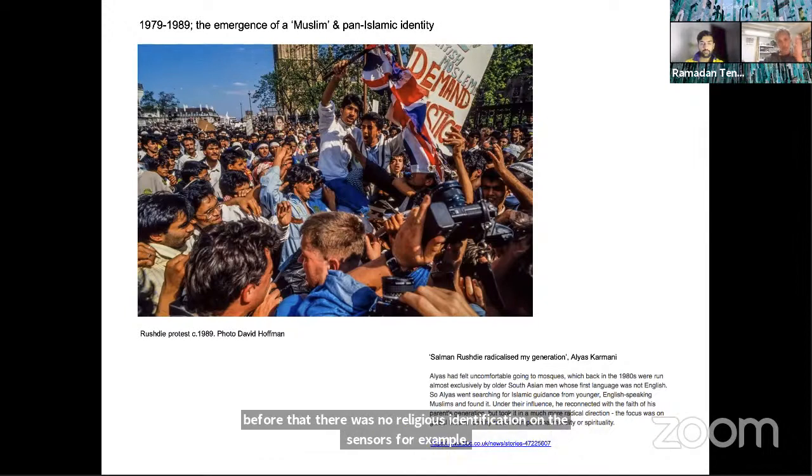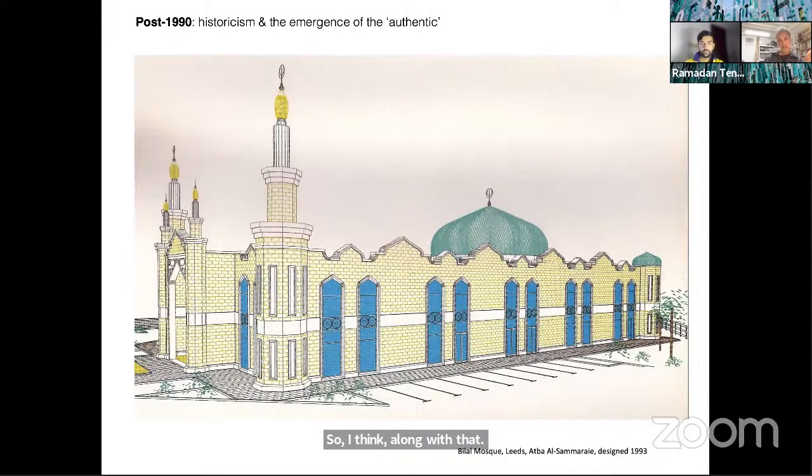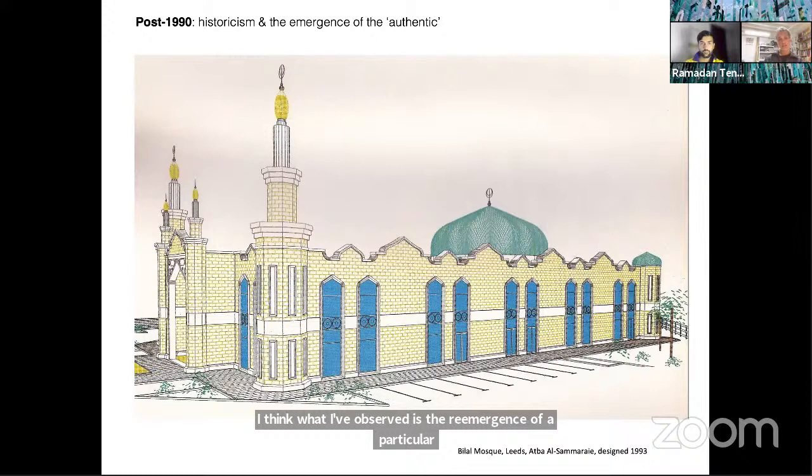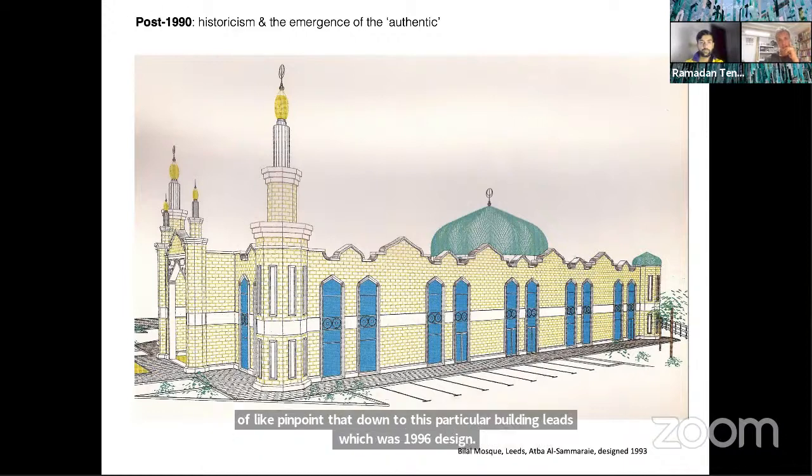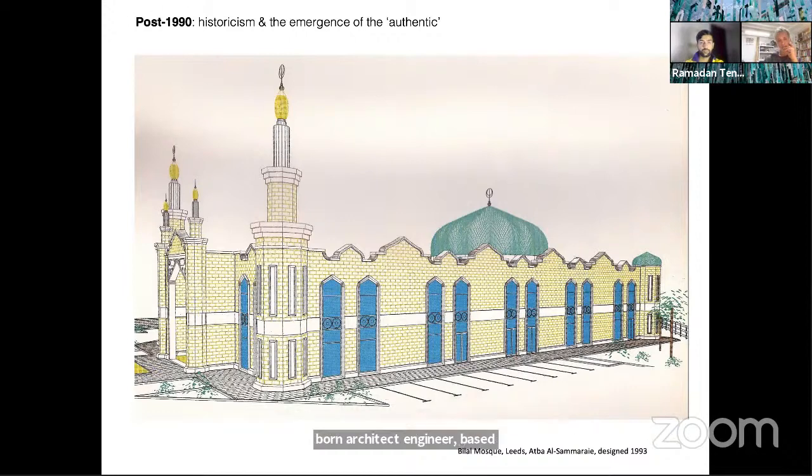I think along with that, what I've observed is the reemergence of a particular kind of historicism in the architecture of the mosque. In my research, I pinpoint that down to a particular building in Leeds, from 1996, designed by an Iraqi-born architect and engineer based in the UK, called Atba al-Samurai. He's a very prolific mosque designer, and he designed this mosque in Leeds.